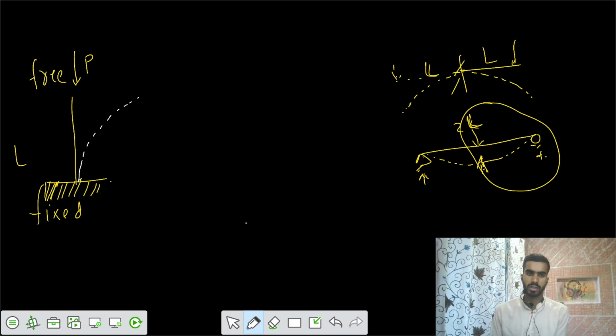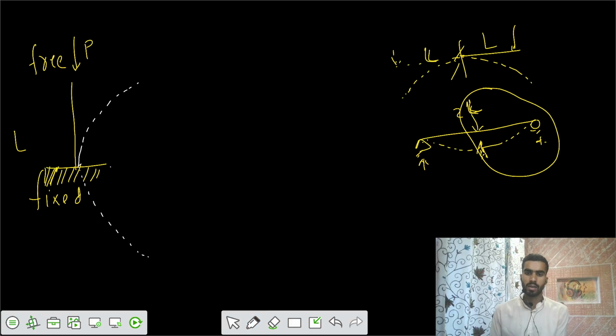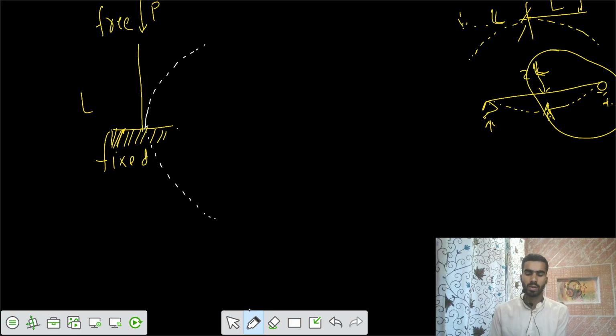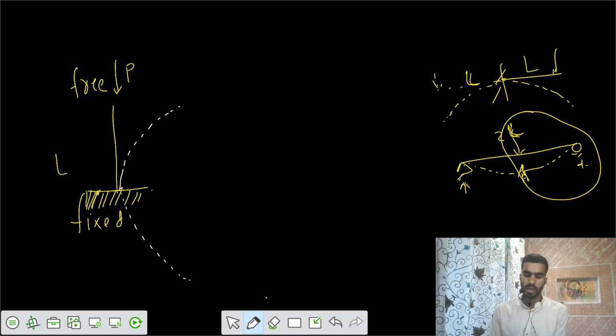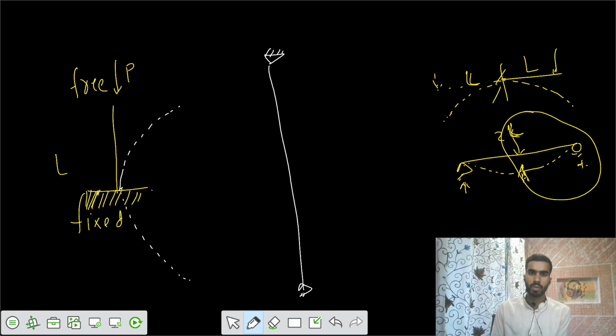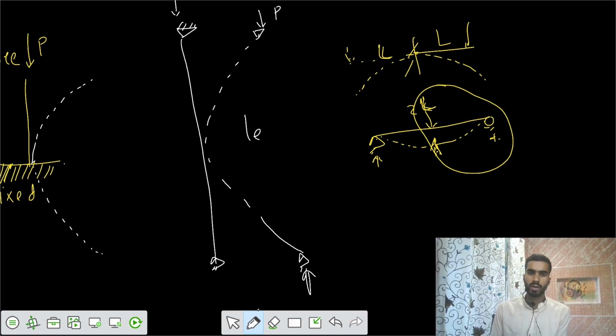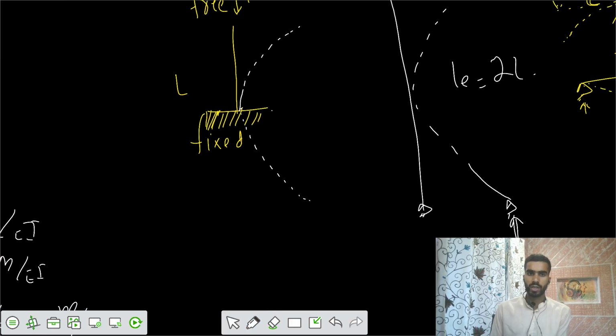If I have one more fixed-end cantilever, some deflection gets developed in this fashion. You treat it as if there was a pin column of length 2L. Now you apply the load of P, and it gets deflected in this fashion. So I would say your effective length is equal to 2L. Let's take this condition.